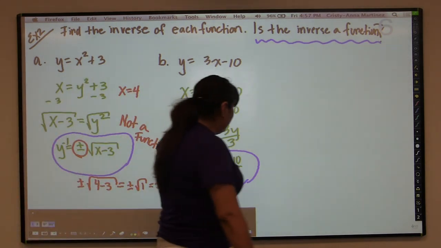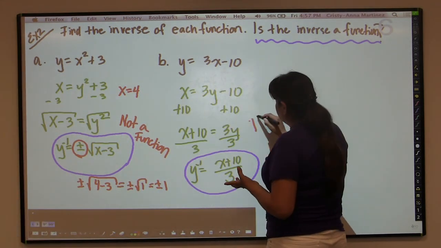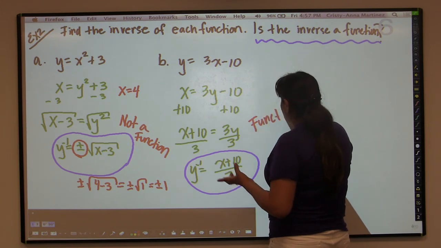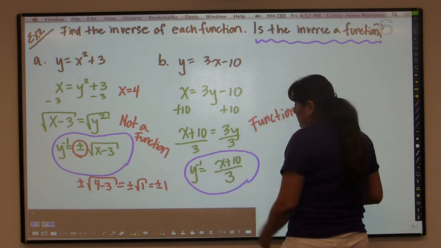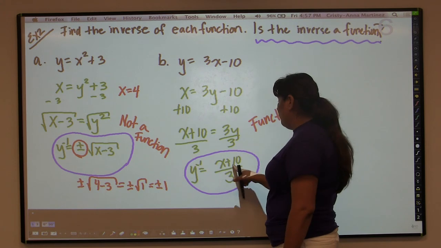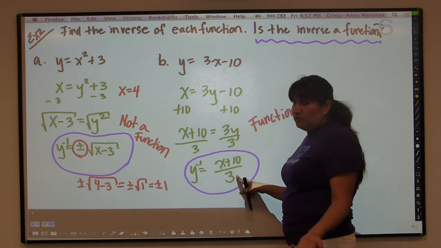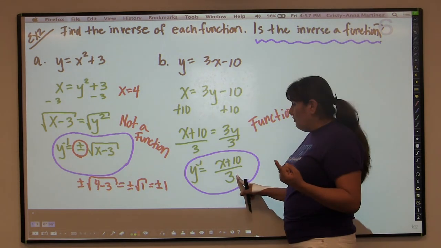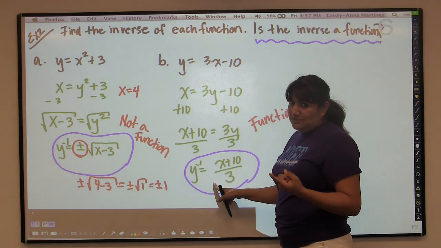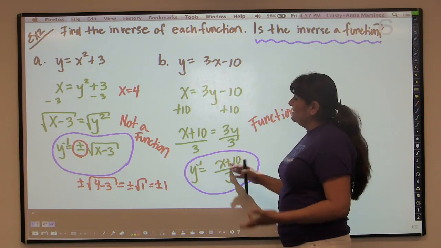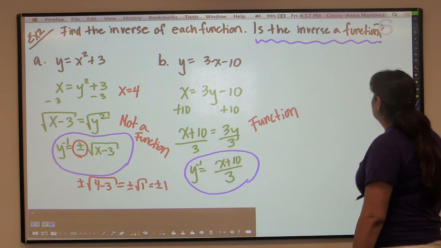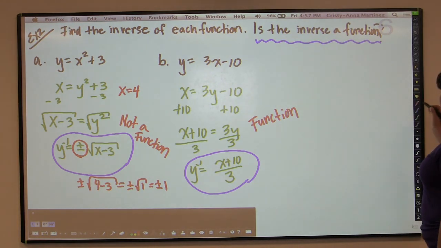Now, in this case, this is a function for the opposite reason that that one wasn't. In this case, when I plug in 4, I get 4 plus 10 is 14. 14 over 3 is 14 thirds. There's only one y value. There's no plus or minus in front of the x plus 10 divided by 3. So this is a function and that one is not a function. So that is how you answer those questions.